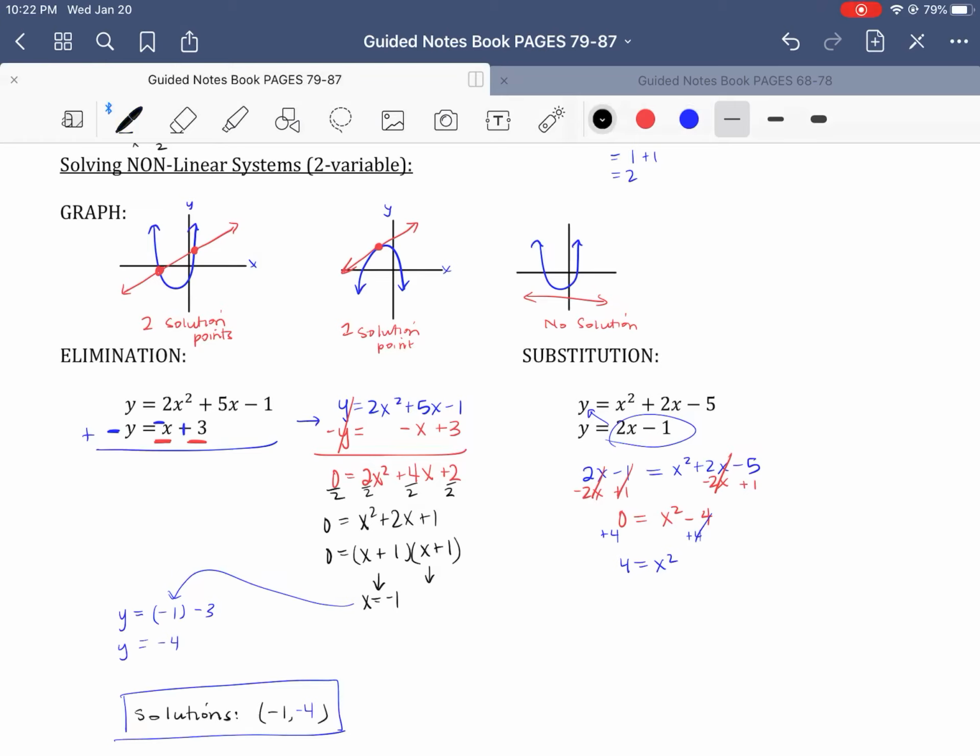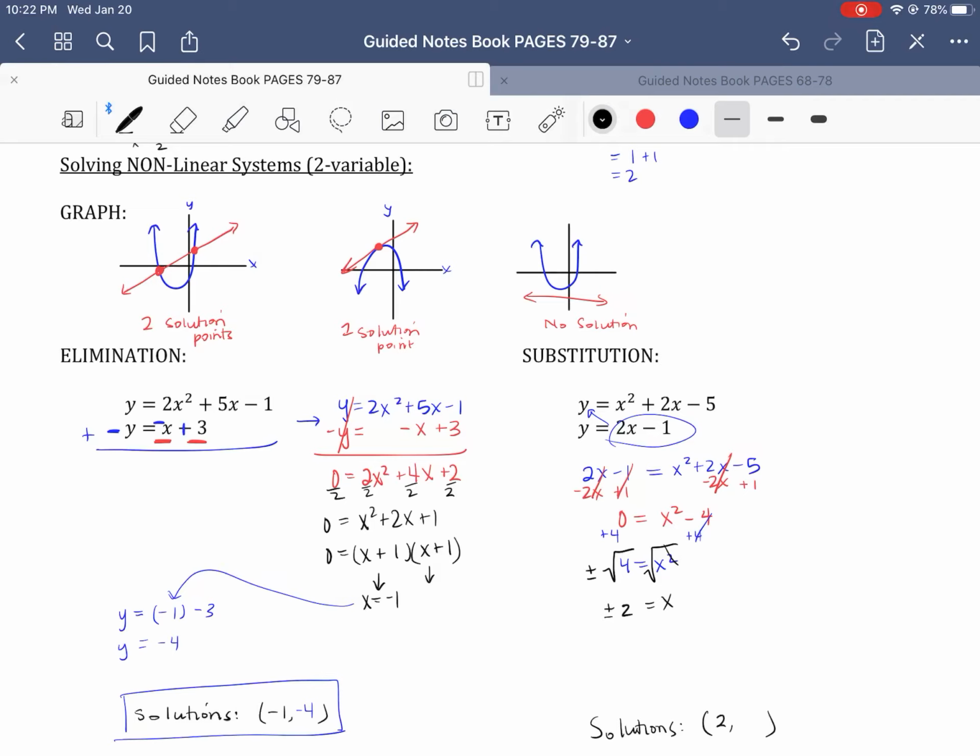Remember, to undo the squared, we use square roots. So we square root this side to get rid of the squared. Square root this side, which introduces that plus or minus. And the square root of 4 is 2. So we know that x is a positive 2 or a negative 2. So this is one of those where it has two x values. So there's going to be two solutions.